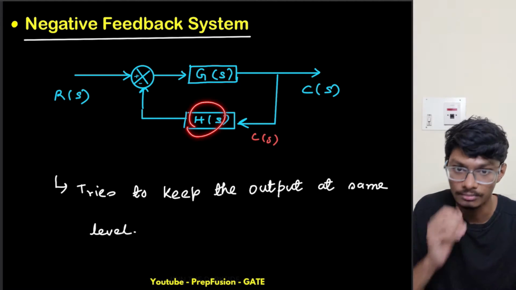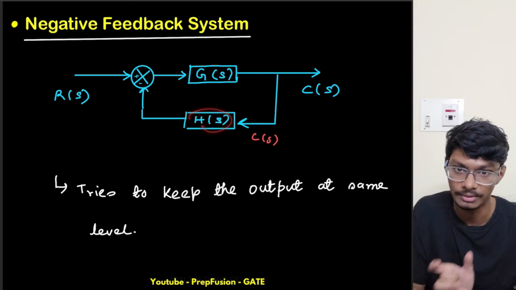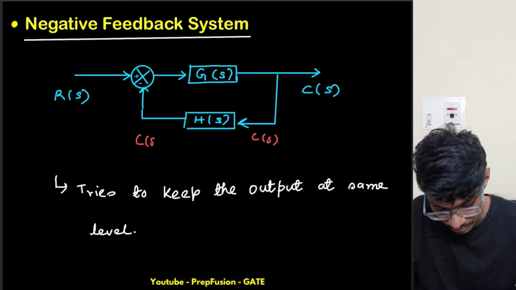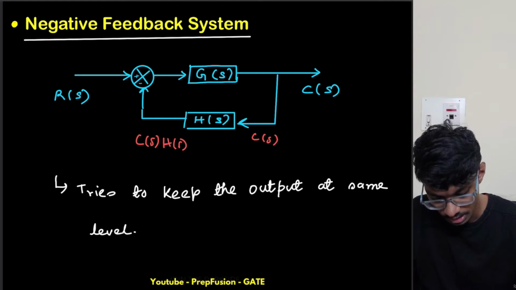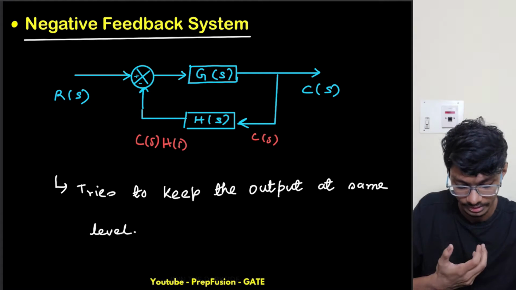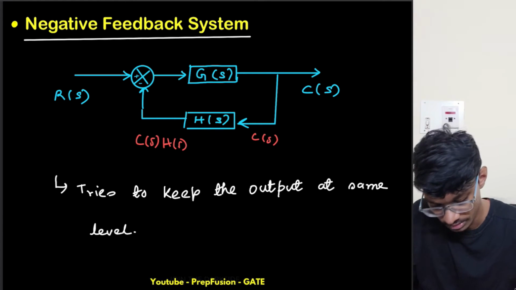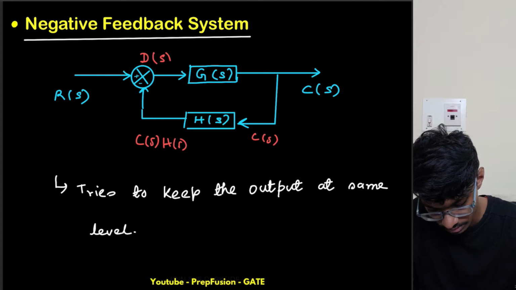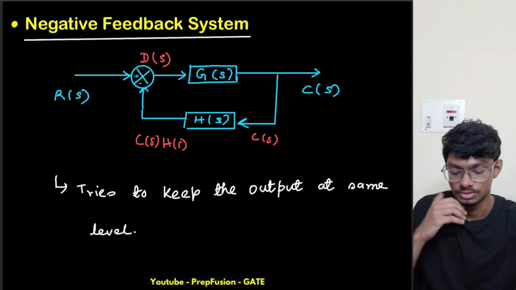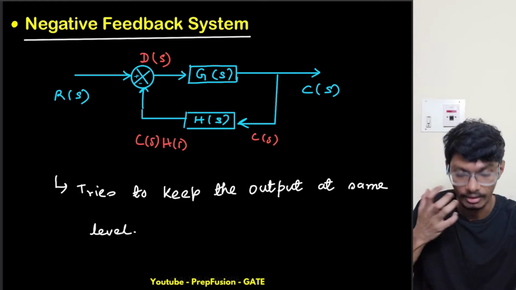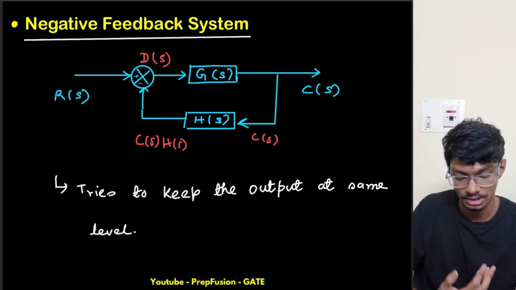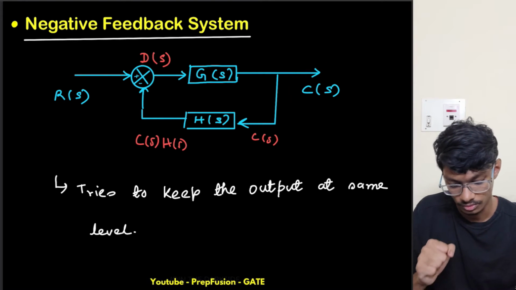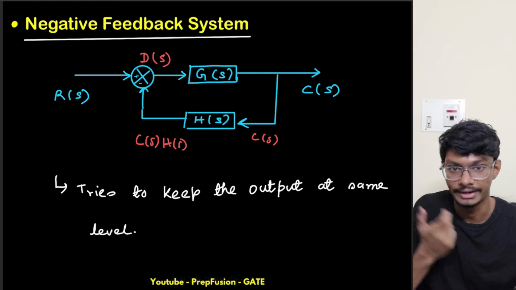This is the gain block, so this C(s) will be multiplied with H(s). So C(s) times H(s) is what we are subtracting at this point. This is known as the difference signal, D(s). Now what we will do is calculate the transfer function C by R.